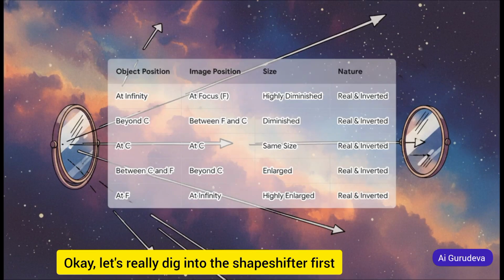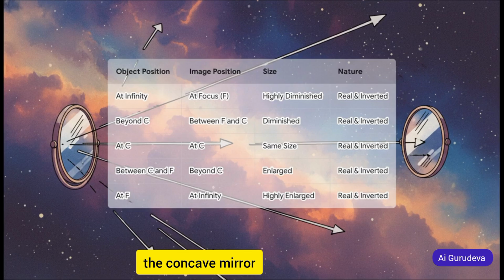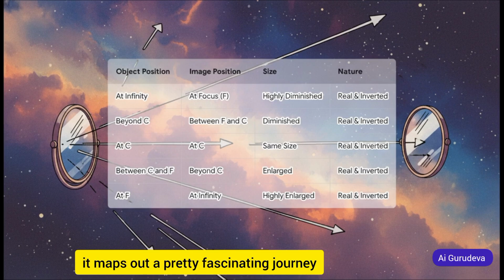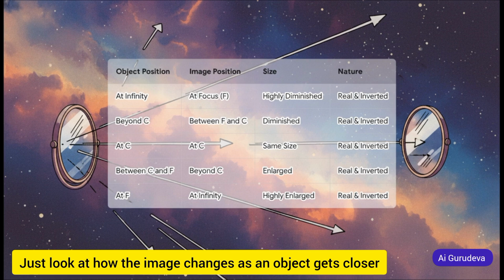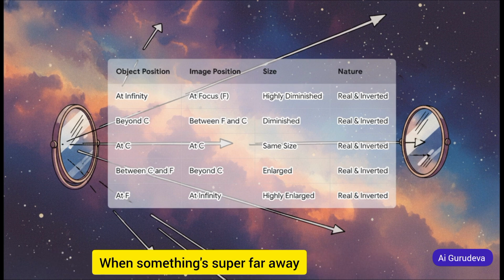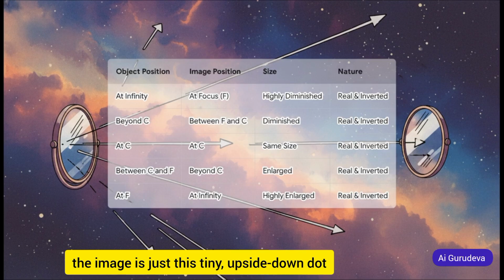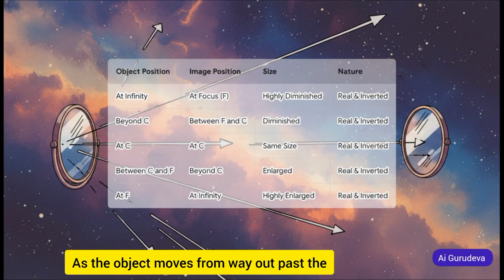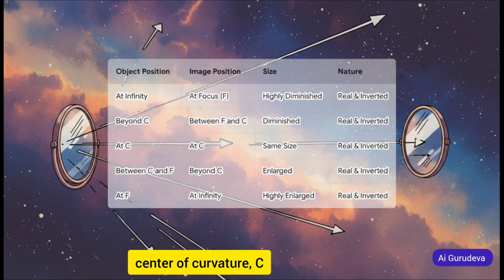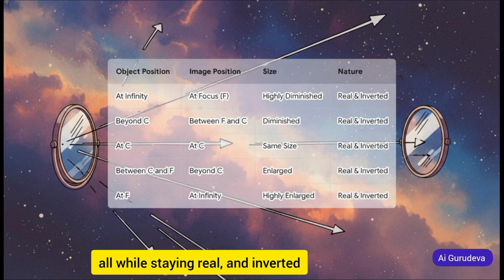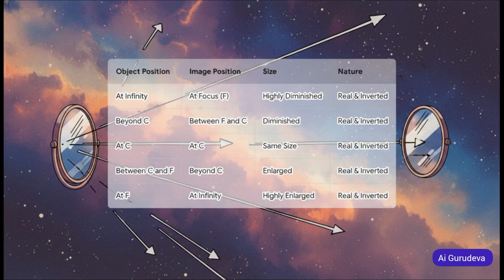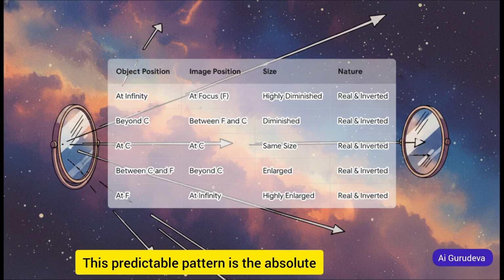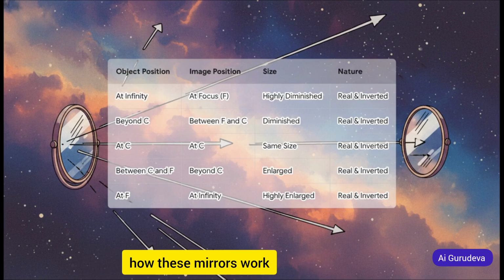Okay, let's really dig into the shapeshifter first, the concave mirror. This table here maps out a pretty fascinating journey. Just look at how the image changes as an object gets closer. When something's super far away, the image is just this tiny upside-down dot. But watch this. As the object moves from way out past the center of curvature, C, and gets closer, the image starts to grow, all while staying real and inverted. This predictable pattern is the absolute key to understanding how these mirrors work.